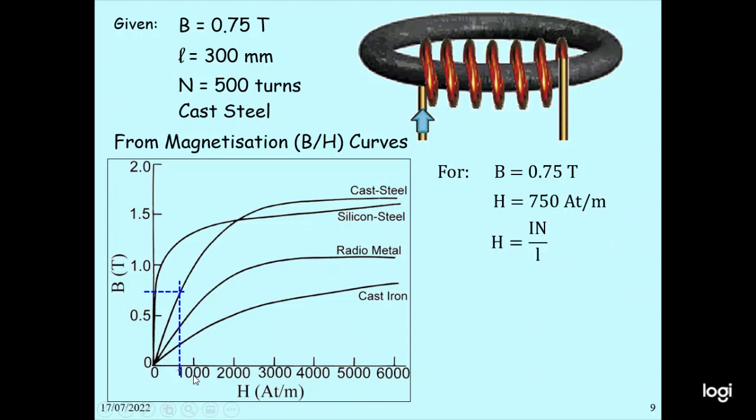So H equals IN by L, so I equals HL by N. You get 750 times 0.3 divided by 500, and you get 0.45 ampere.